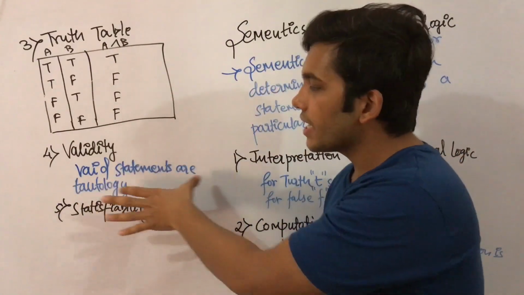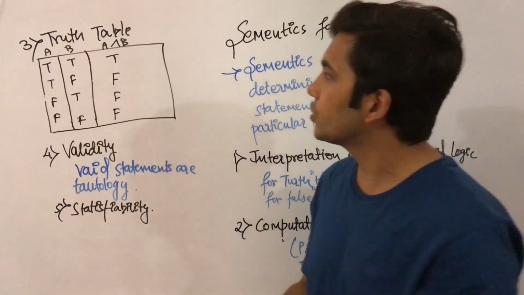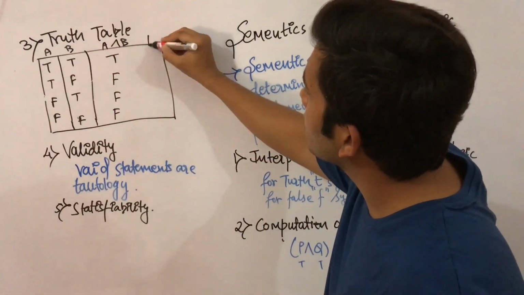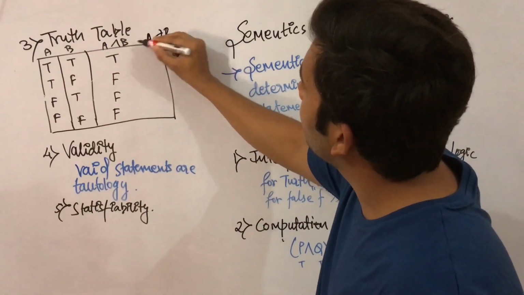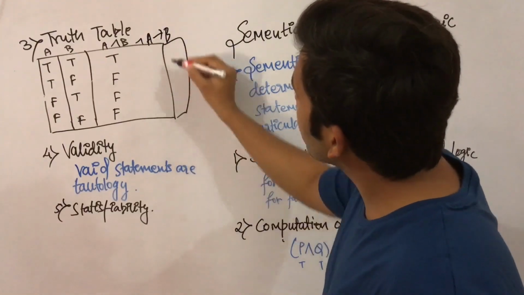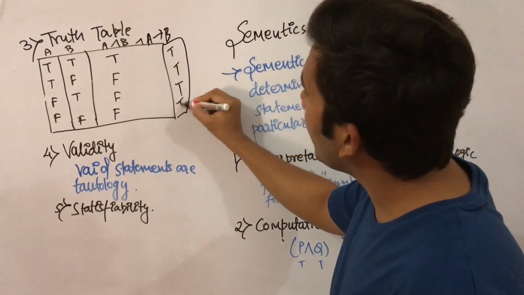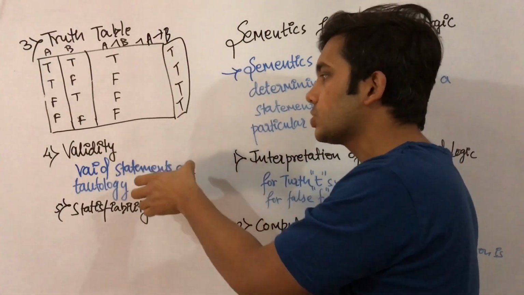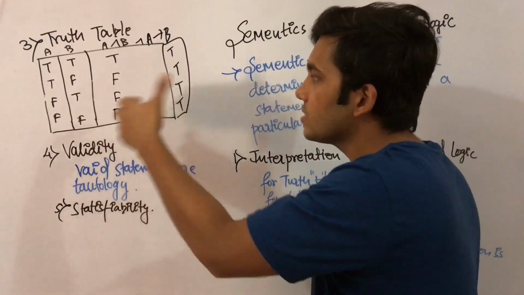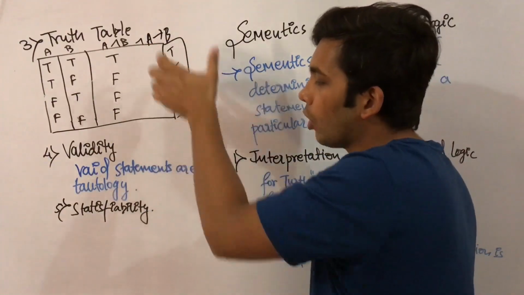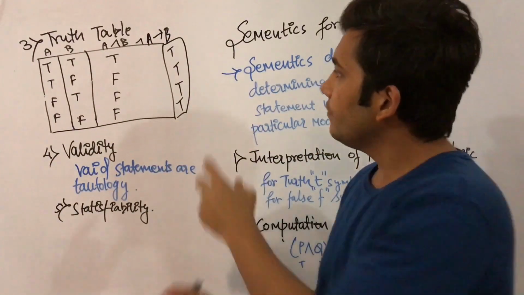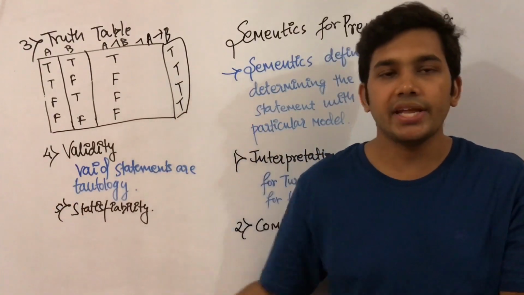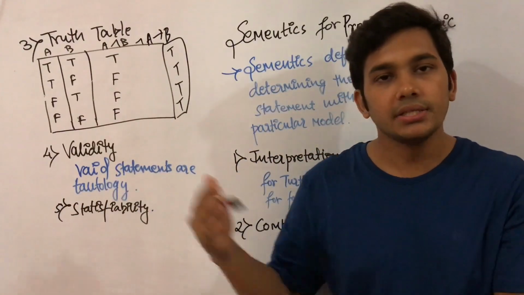Validity. Valid statements are also called tautology. Suppose in the truth table we have any combination of A and B, and in the given truth table the value for all elements is T, then it is called a tautology. When every statement is true, then we can say that the statement is valid and it is a tautology. Satisfiability. If this statement is satisfied by the given set of models, then we can say that the statements are satisfiable.